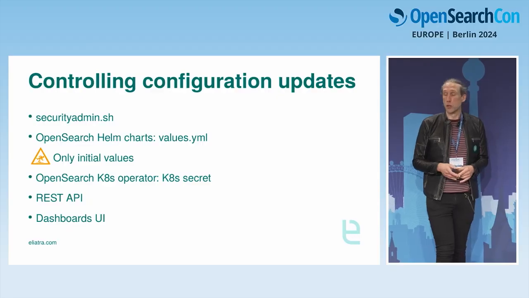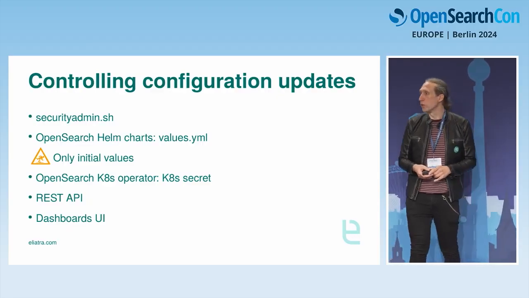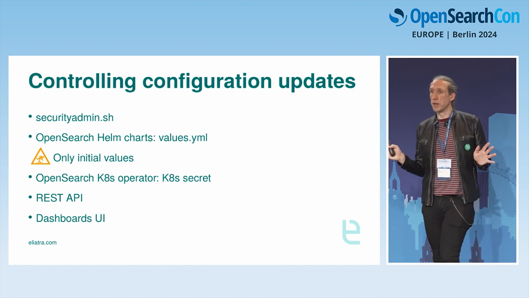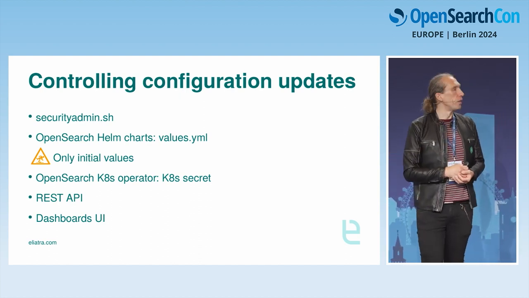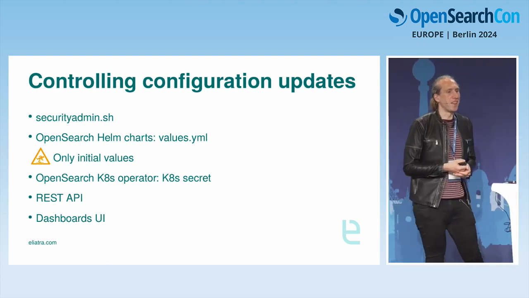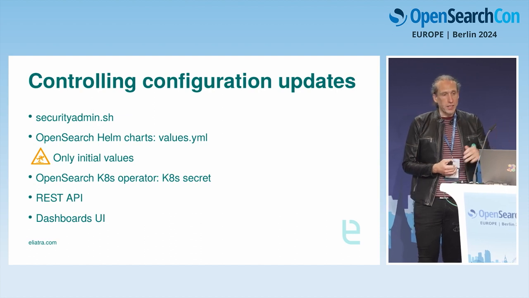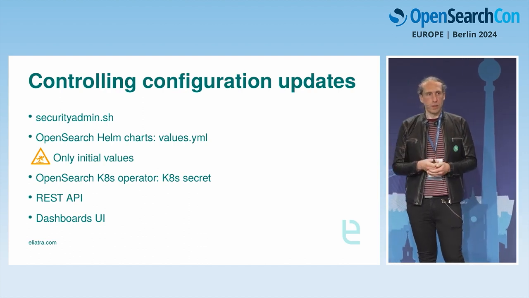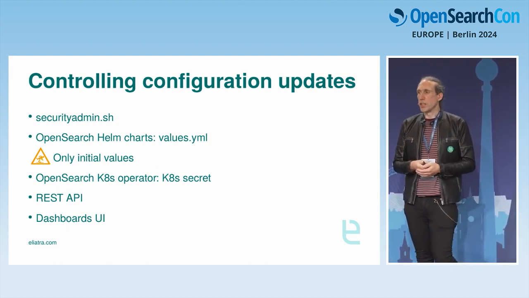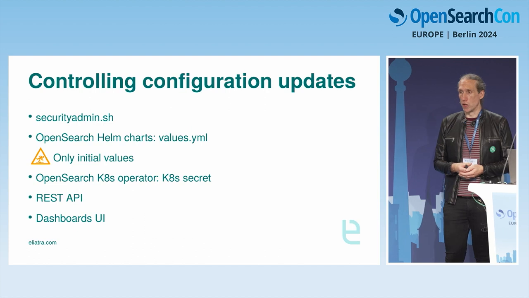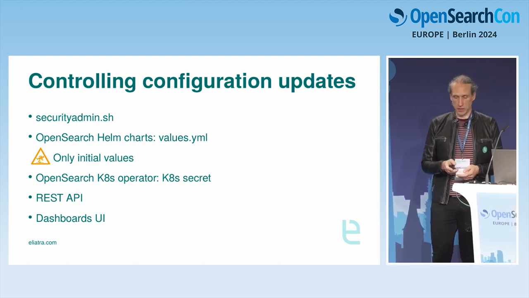We have the OpenSearch Kubernetes operator, which supports a Kubernetes secret for storing these configuration files. This is really greatly integrated. This is the best integration I've seen so far for OpenSearch. This works really well and without any warnings to make. Additionally, we have a REST API, which allows very detailed changes of the configuration, and also a plugin for OpenSearch Dashboards, which adds a UI to configure the security.